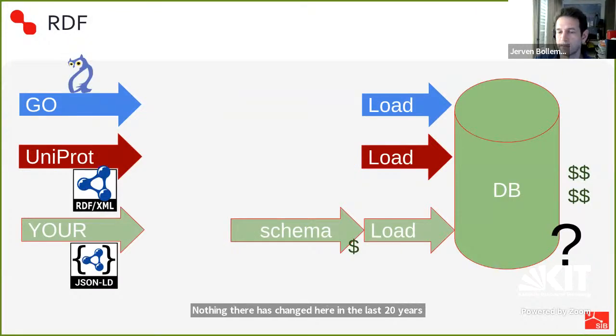In the RDF world, we already had it. The schema is embedded in the data, so you can just load it. Doesn't really matter if it's in RDF/XML, N-Triples, Turtle, they're all very much convertible. So we still have the cost of your own schema, and you still have to deal with loading all the data. So expensive, but starting to be doable.